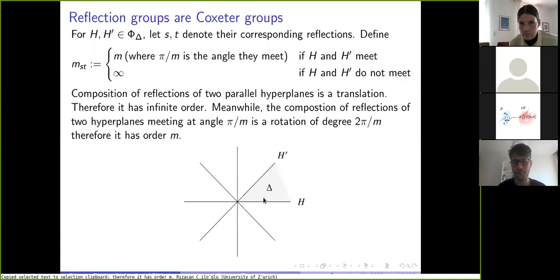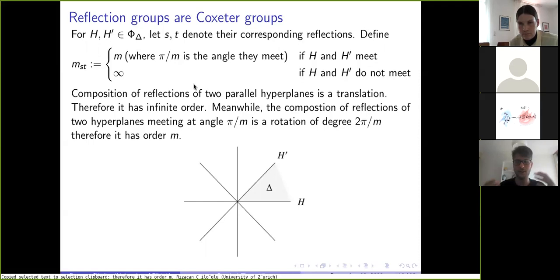And actually this rotation picture is especially nice, since you can think of two parallel hyperplanes as just meeting at infinity, and rotation with respect to infinity is just a translation. So it's actually coherent, it's nice.